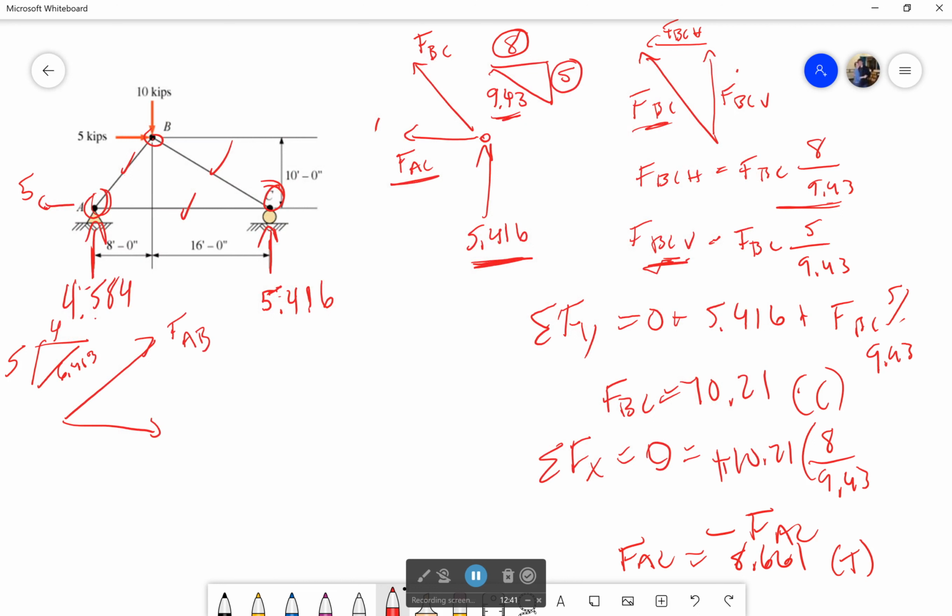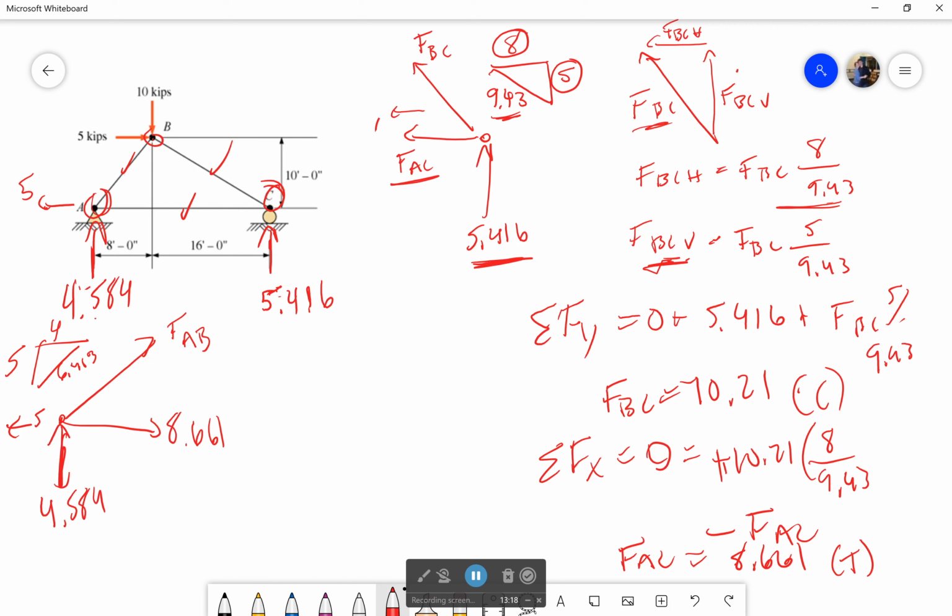This force over here I've already solved for, and that would be 8.661. And if you're wondering, well, isn't it pointing the wrong direction because it was pointing to the left over here? It is always pointing the opposite direction when you go to the opposite end of it. It's in tension, so it should be pointing away from this little dot. That's the important thing. I've got 5 keeps going this direction, and I have 4.584 going up.